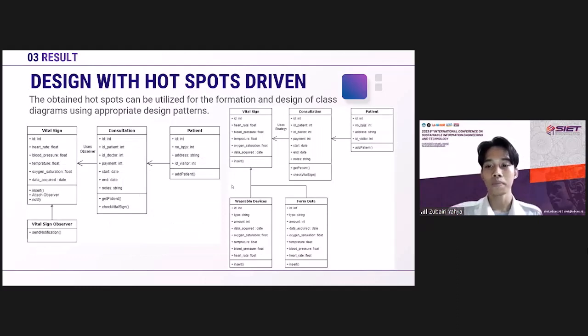In this slide, we present two vital class diagrams resulting from our hotspot analysis, vital sign input and notification. This diagram encapsulates the heart of our hotspot-driven design methodologies, demonstrating the intricate relationship and functionalities within our telehealth application. Both diagrams showcase the classes. There are vital sign class, consultation class, and patient class.